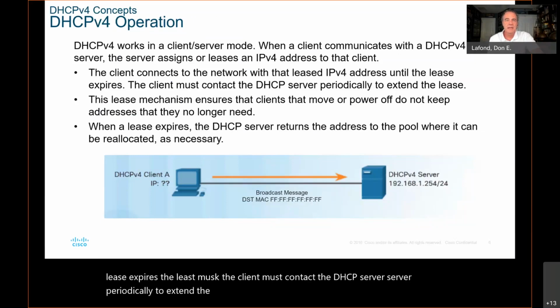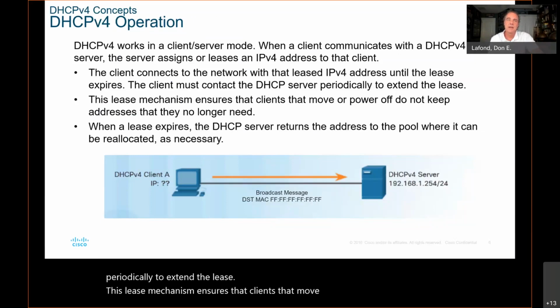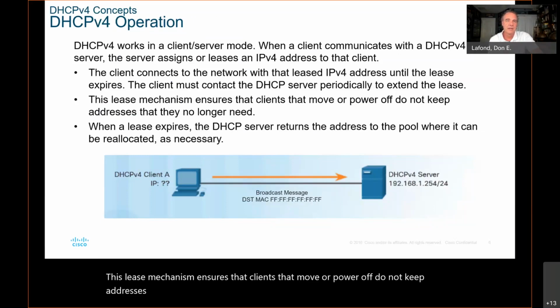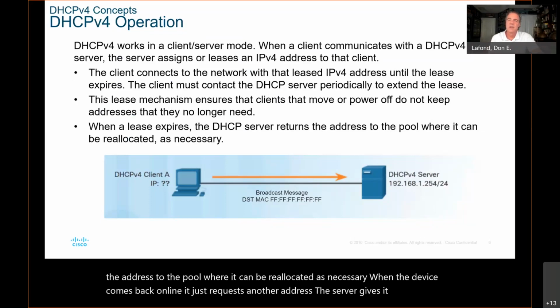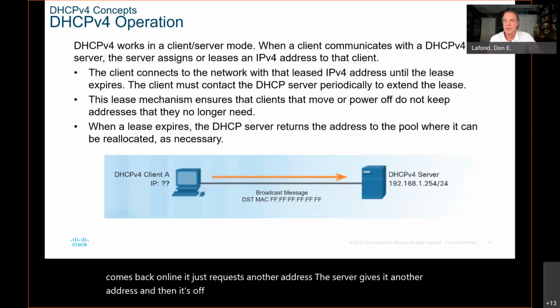This lease mechanism ensures that clients that move or power off do not keep addresses that they no longer need. When a lease expires, the DHCP server returns the address to the pool where it can be reallocated as necessary. When the device comes back online, it just requests another address, the server gives it another address, and then it's off and running again for a specific period of time.